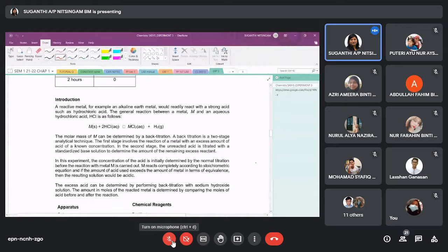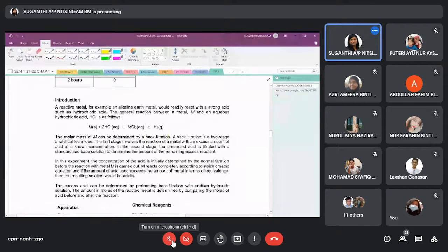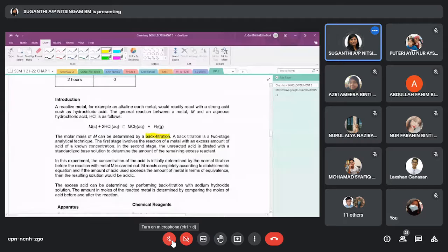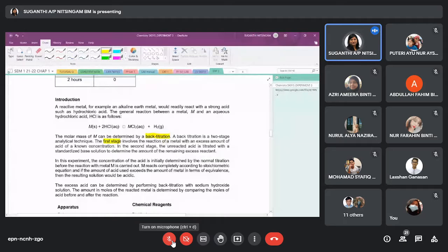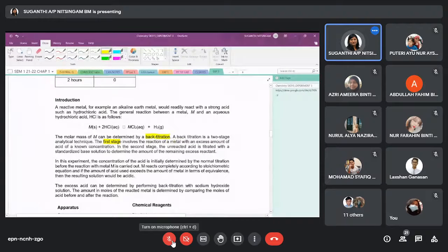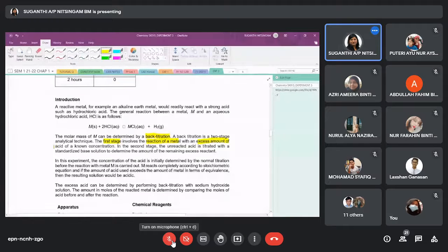Okay, so let's have a look at this. The molar mass M can be determined by a back titration. Ini adalah nama dia ya, kita akan guna back titration. A back titration is a two-stage analytical technique. The first stage involves the reaction of a metal with an excess amount of acid. So you tengok dia ada dua stage ya. The first stage is when the reaction of metal with excess amount of acid.